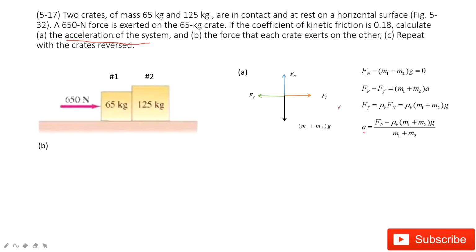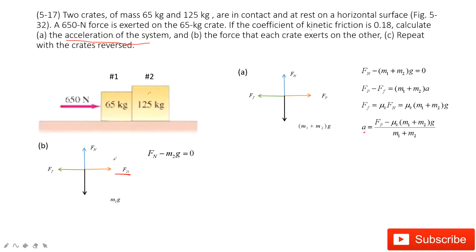The next one asks you to find the force between the boxes, right? In this one, I suggest you look at number 2, because for number 2, we just have the gravity and the normal force. The next one, we have the force applied by number 1, the force F21, and then also the friction force. Do you agree? Then we can write Newton's second law to find the force between each other, that is F21, this one. This is what we want to find.